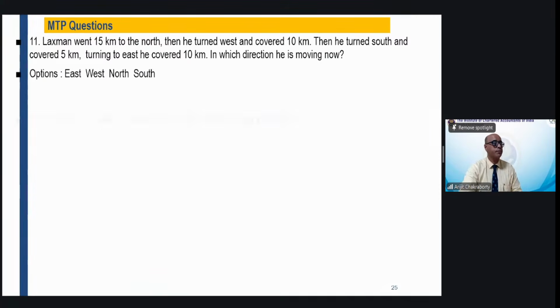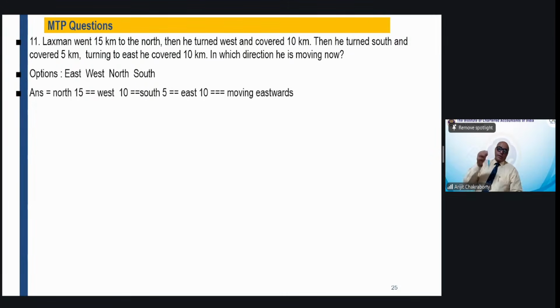Let's see the options. Well, here the answer is that he is moving towards the east, because he has described almost a rectangle. 15 kilometers is going, then 10 kilometers, then 5, again 10. So he is definitely moving towards the east. 11th question is also fairly easy. I will say not a very tough question. It is east. Yes. Akash, Subhash, Tejaswini. Then we have Angel giving the right answer. Yes, well done.